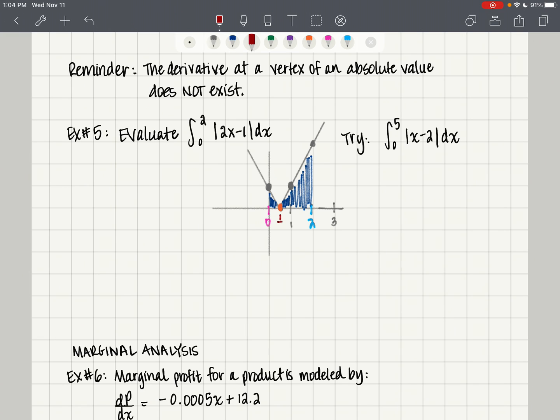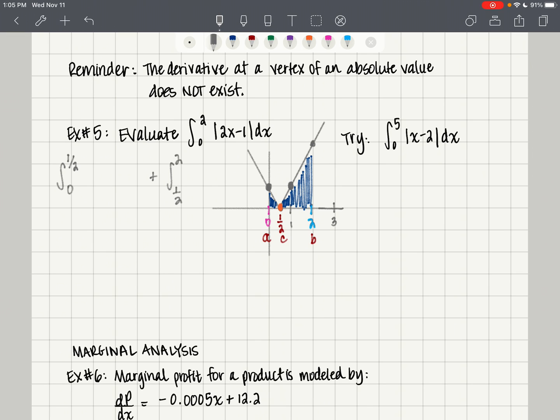Now remember, this was 1/2. So think of this as your A, your B, and look at that, C is right between A and B. So we're going to break this integral up into 2 parts, 0 to 1/2 plus 1/2 to 2.